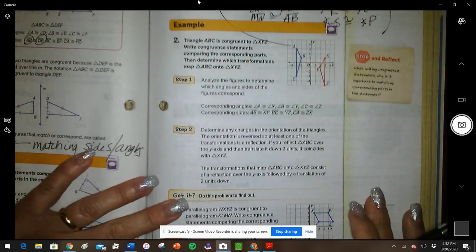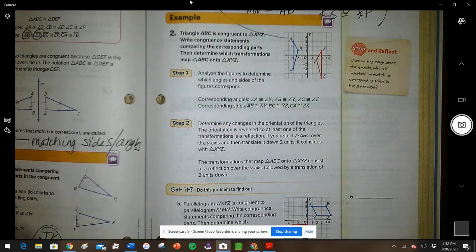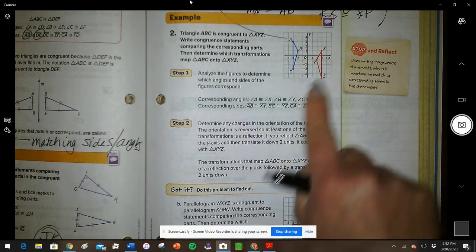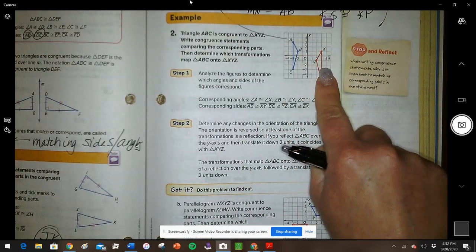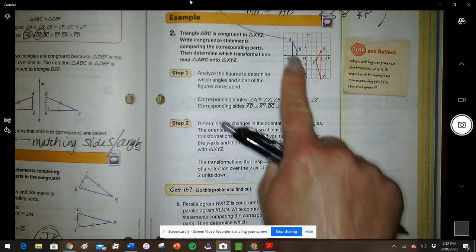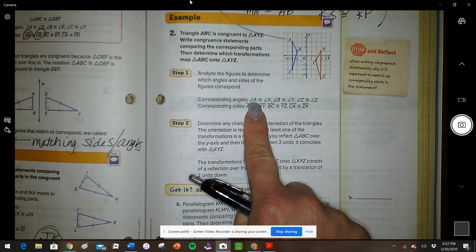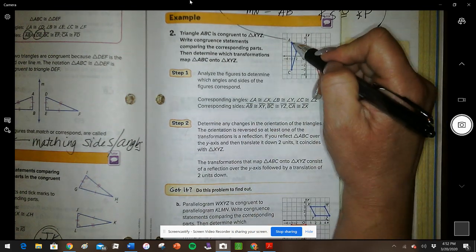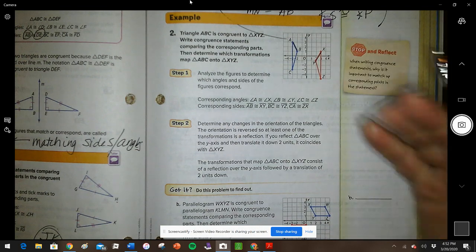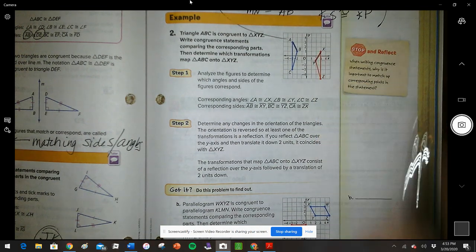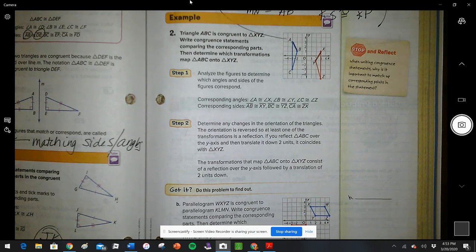All right, let's go look at example number 2. So example number 2 says that this triangle is congruent to that triangle. And so again, you're just writing the congruent statements. You're just saying, hey, what matches, right? So AB would match this side. It's just a matter of, do you write XY or YX? Okay, so you just have to be careful about that stuff.